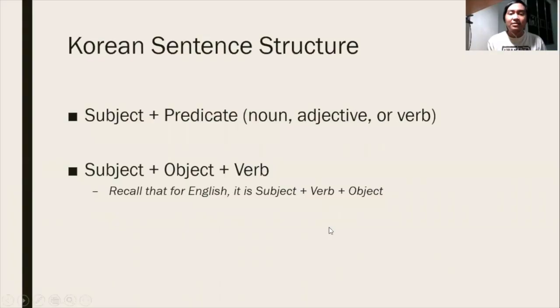So Korean sentences come in two forms. One form is the subject predicate, in which the predicate can be a noun, an adjective, or a verb. And another form is the subject object verb form. We know that in English, sentences are usually written in subject verb object form, but in Korean, the object always comes first, before the verb.